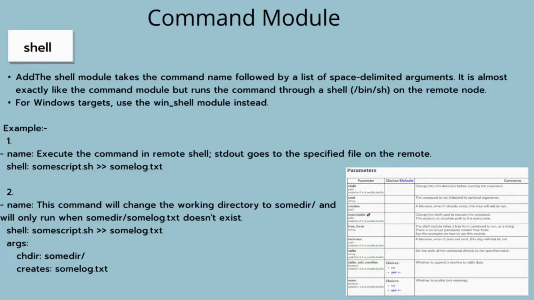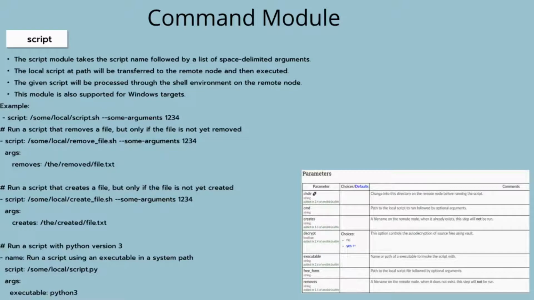Moving to the next one, we have something called script, which is another advanced version of the shell. The script module basically takes the name of the script which you want to execute, and it is again followed by space delimited arguments. This module is also supported on Windows machines. The given script will be processed through the shell environment on the remote node. So whatever default shell is present on the remote node, it will execute using that.